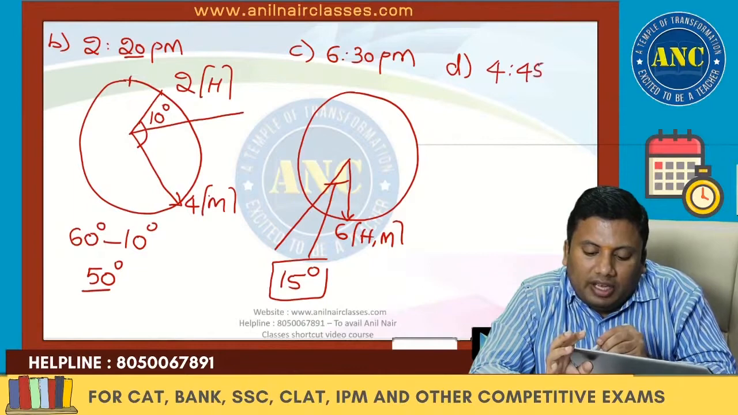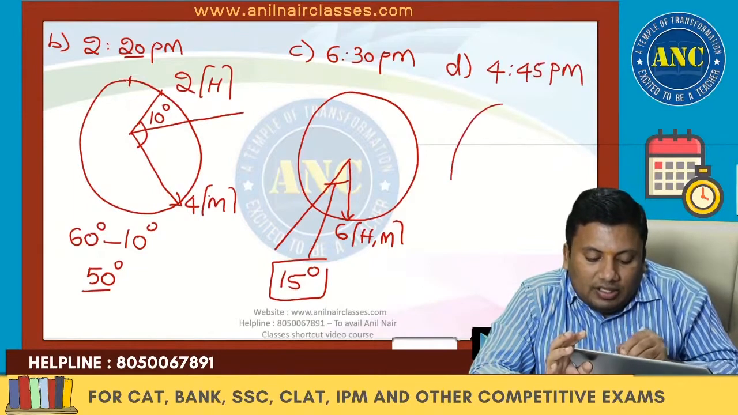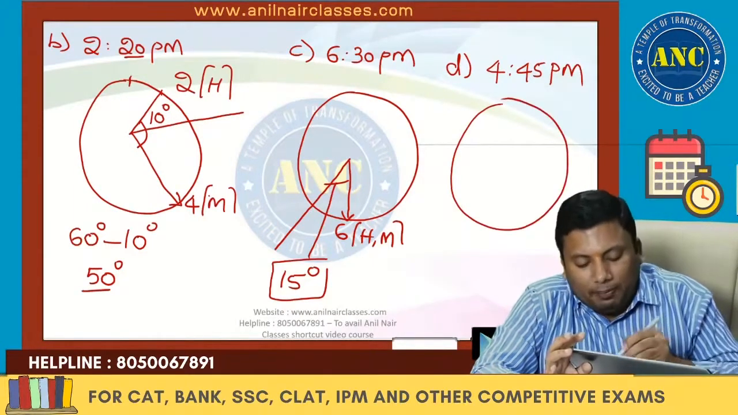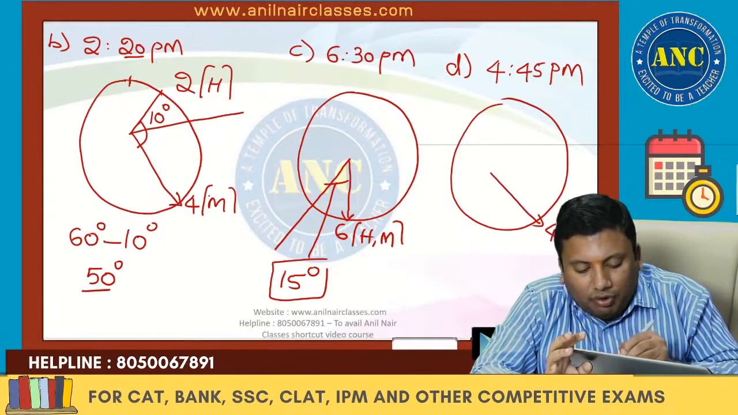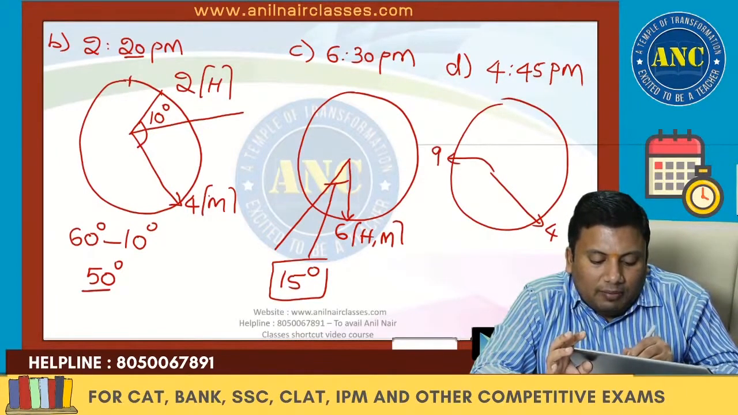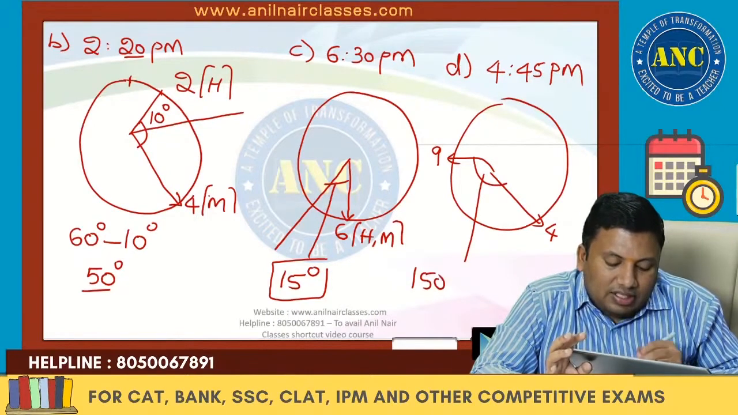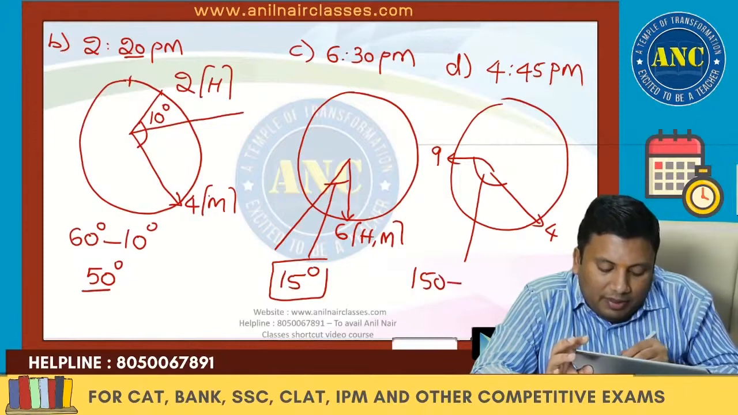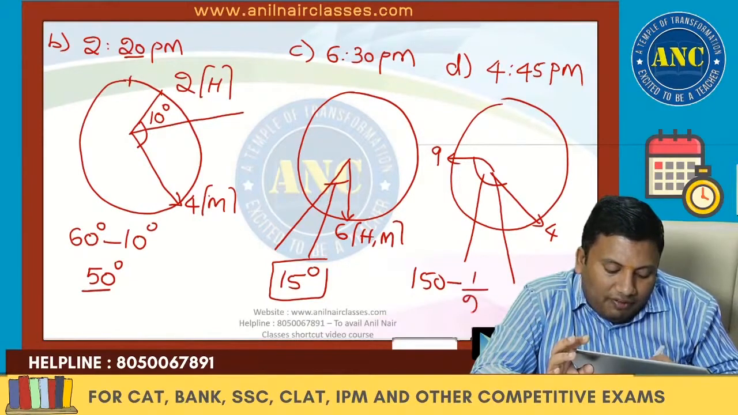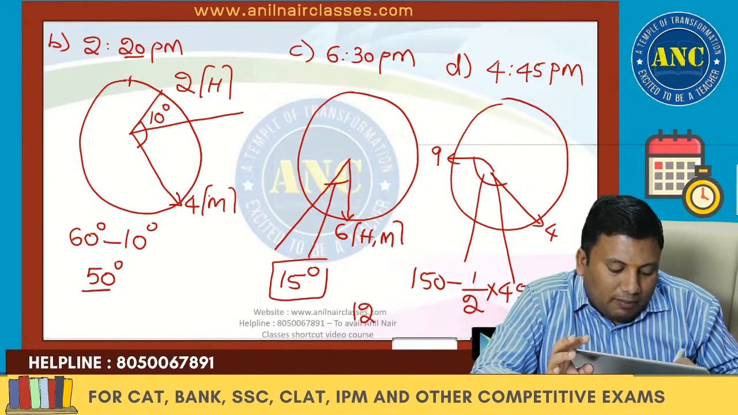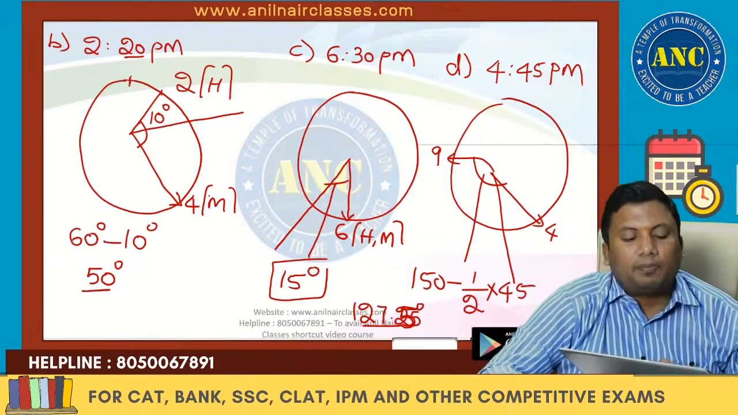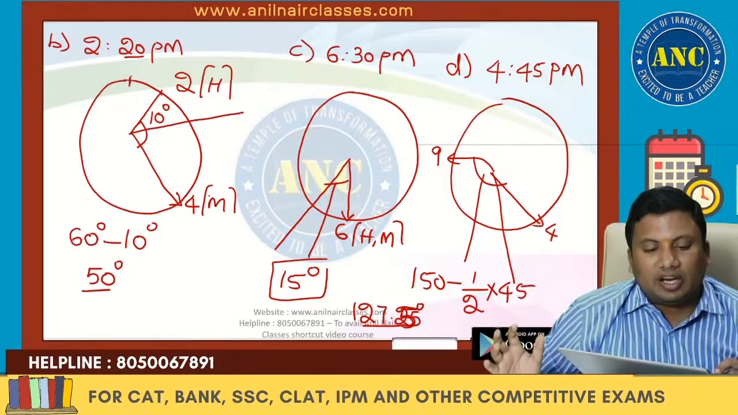4:45 p.m. Then the next examples will make us learn some more concepts. 4:45 p.m. Hour hand is at 4. Minute hand is at nothing but 9. So total 5 hours. 5 times 30 is 150. 45 minutes it will be tilted. So half of 45 is 22.5. 150 minus 22.5, which is nothing but 127.5. I hope the concept is clear to you.